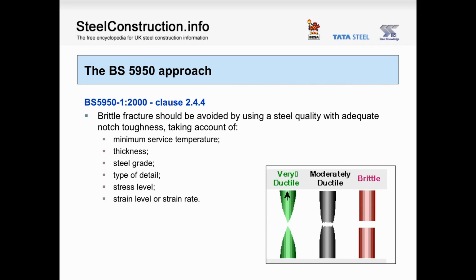Clause 2.4.4 of BS 5950 gives us a means of addressing any brittle fracture issues with building structures. It's relatively simple in its approach, but as you'll see, it deals with a relatively complex issue. The clause tells us that we need to take account of the minimum service temperature, thickness, steel grade, type of detail, stress level and strain level. So let's just expand on each of these a little.